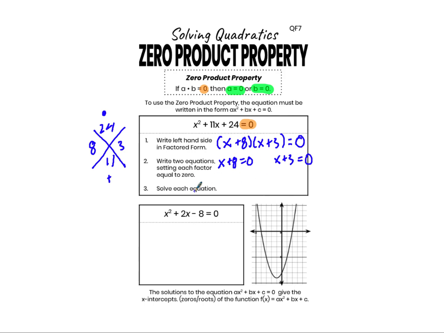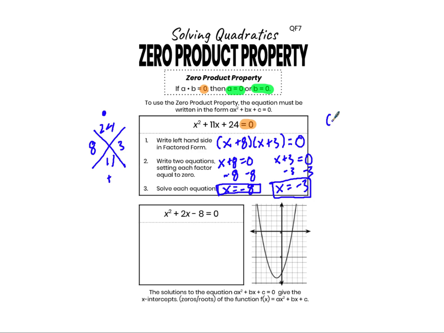I then need to solve each equation. x plus 8 equals 0 is an awesome one-step equation. When I subtract 8 from both sides, I get my first solution, x equals negative 8. Using inverse operations on x plus 3 equals 0, I get my second solution, x equals negative 3. My two solutions to the equation x squared plus 11x plus 24 equals 0 are x equals negative 8 and x equals negative 3.